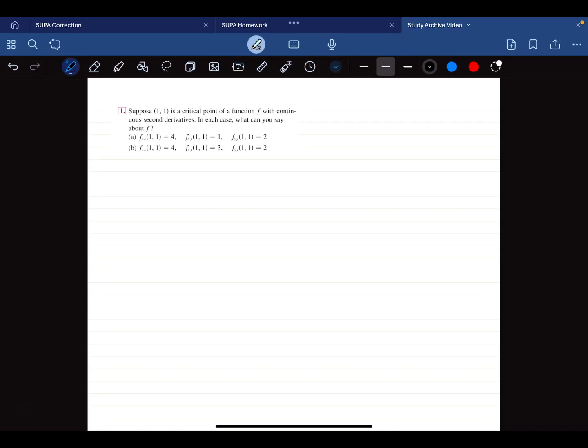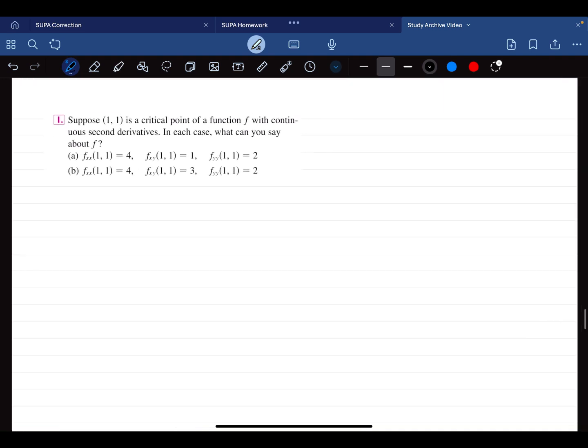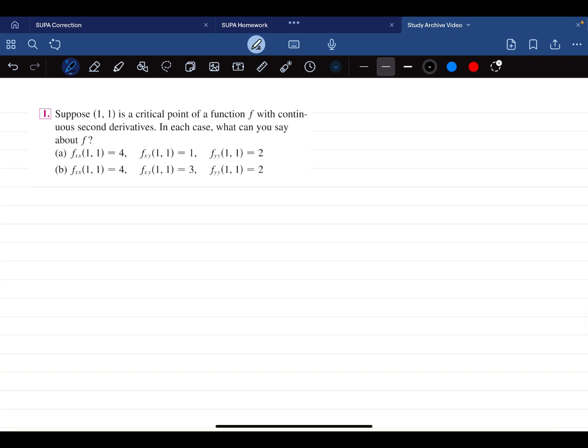Hello, we'll be solving questions from chapter 15.7, the maximum and minimum values of Stewart Calculus, multivariable calculus. Let's see question number 1. It says, suppose (1, 1) is a critical point of a function f with continuous second derivatives.